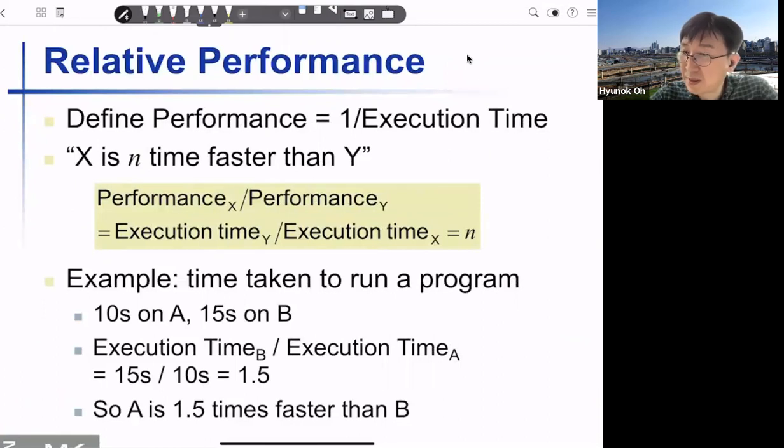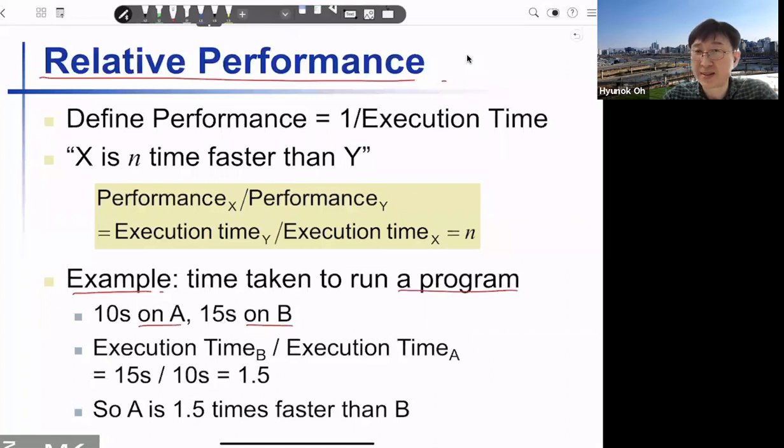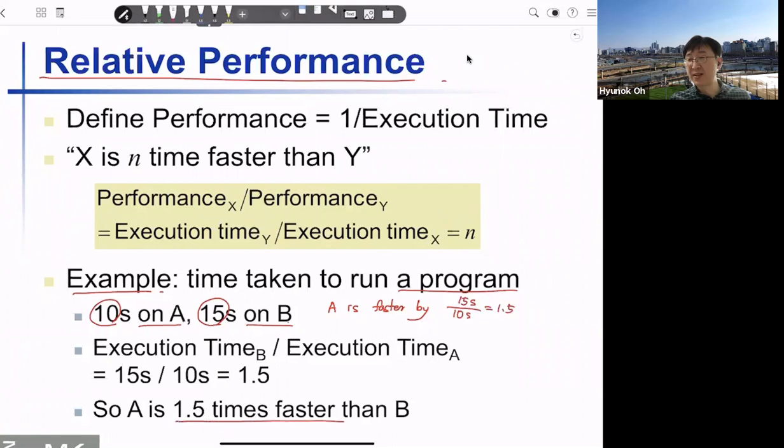Okay, so let's look at an example of relative performance. We are running the same program on machine A and machine B. Two processors exist. In case A, it takes 10 seconds, and in case B, it takes 15 seconds. So which is faster between A and B? Definitely A is faster. How much faster? 50% faster, right? It was 10 seconds, now it is 15, so A is 1.5 times faster than B. 50% faster. So that's relative performance.